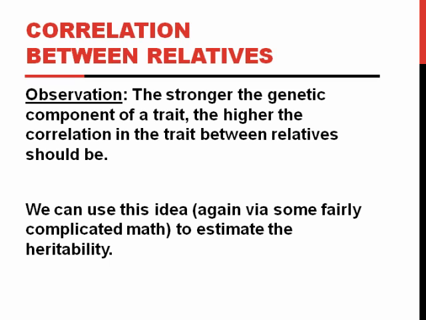Okay, so the way we're going to get at this is by looking at the correlation between relatives. If you think about it, you realize that the stronger the genetic part of a trait is, the higher the correlation in the trait between relatives should be. So again, if genetics doesn't matter at all, then there should be no similarity between me and my brother or me and my siblings. If genetics matters a lot, then we should be very similar in a trait.